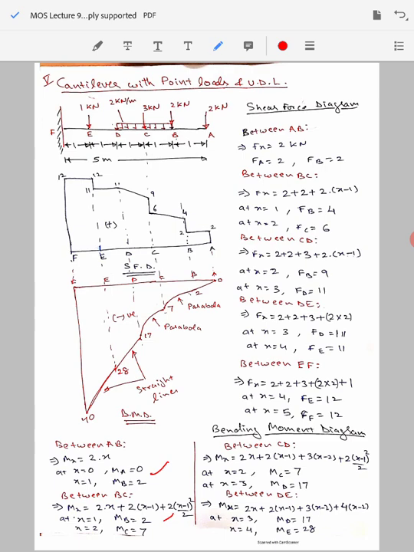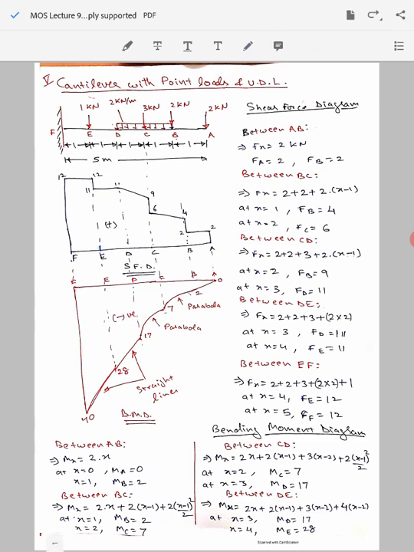Now if you substitute x equal to 2, you will get the bending moment value as MC equal to 7. So between 2 and 7, this variation will be quadratic or parabolic. You can see there is a quadratic term appearing, so it is showing that the value of the bending moment will be varying in a parabolic fashion here between these 2 points.